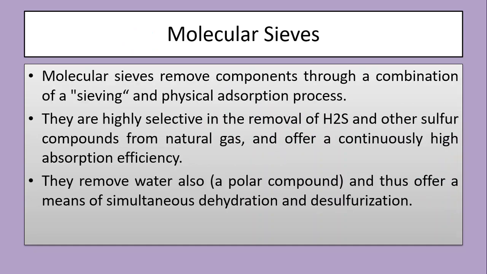Molecular sieves remove the component through a combination of sieving effect and the physical adsorption process. They are highly selective in the removal of H2S and other sulfur compounds from the natural gas, and offer a continuous high adsorption efficiency. Because it is working at a molecular level, we can remove the H2S. Selectivity is very high. We can select the H2S recovery only from the molecular sieves.